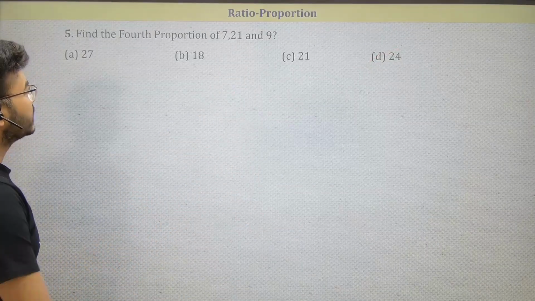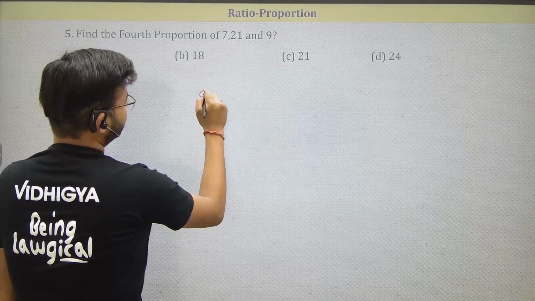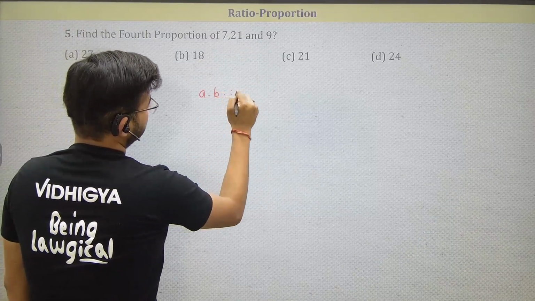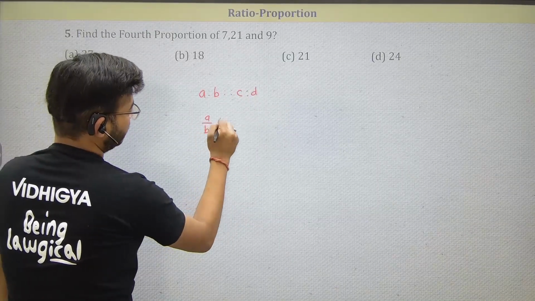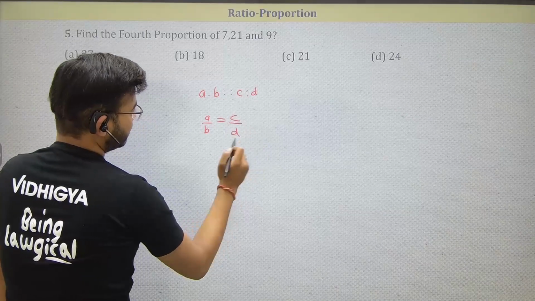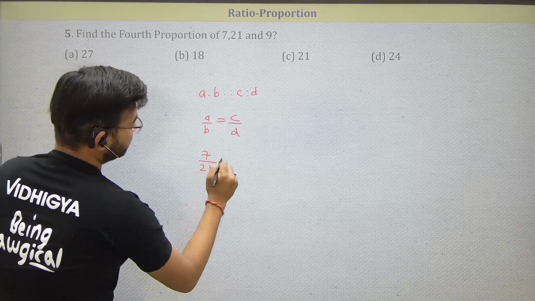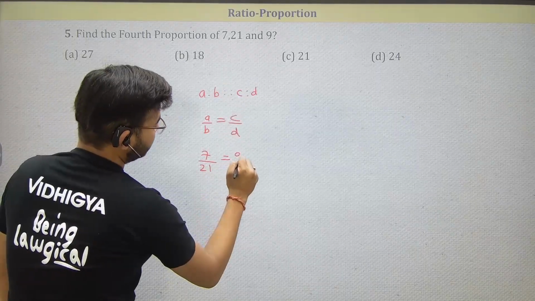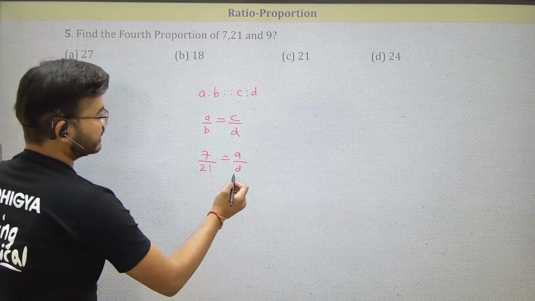Next, now we need to find the fourth proportion of 7, 21 and 9. So fourth proportion, again it is A is to B as C is to D. From the proportion concept, A upon B is equal to C upon D. Value of A is 7. Value of B is 21. Value of C is 9. And value of D will be D only. So we need to find this value of D.